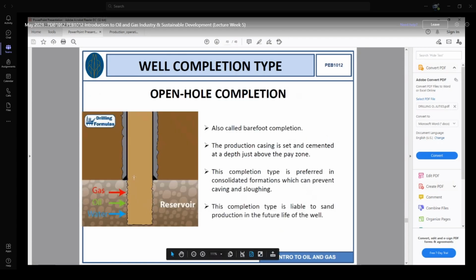So you can see here, right? In open hole completion in the reservoir, we don't have any casing run and cemented, right? So what kind of formations are there where we can recommend this open hole completion? They are normally hard formations where we don't have any possibility of sand production, right? So in that case, we can recommend the open hole completion. So oil, gas, water, all we will get from this single completion.